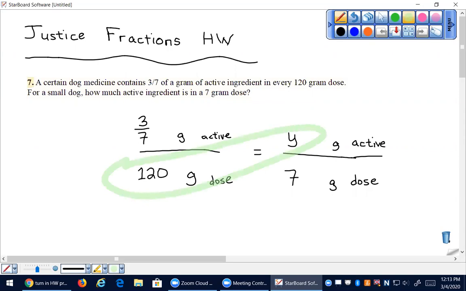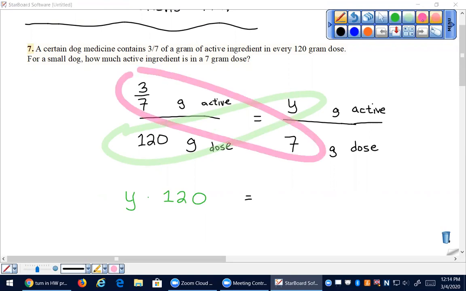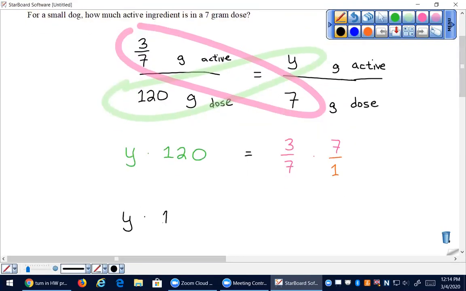Okay, now I cross multiply. Oops. I'm going to make that 7/1. So what's 3/7 times 7/1? Cross out the 7. Yeah, cross out the 7s. We get 3.